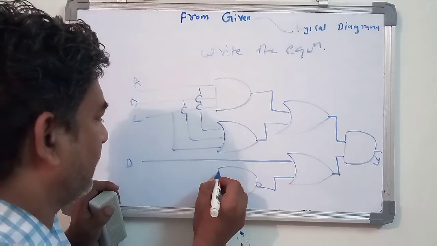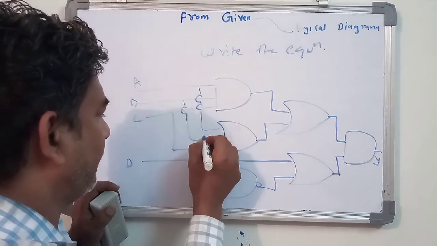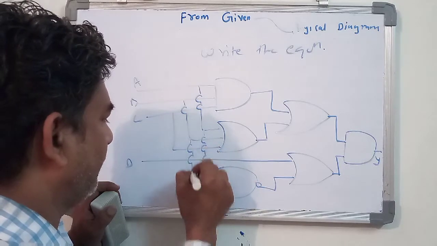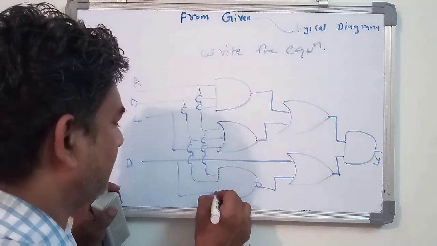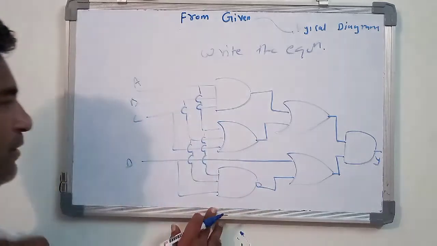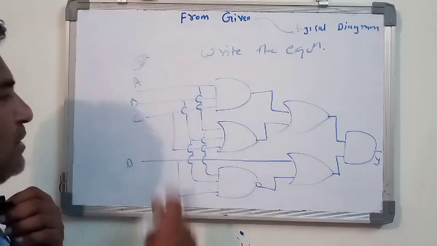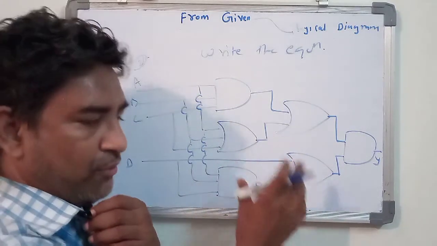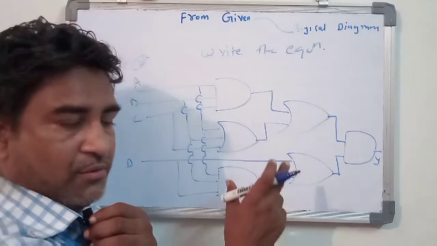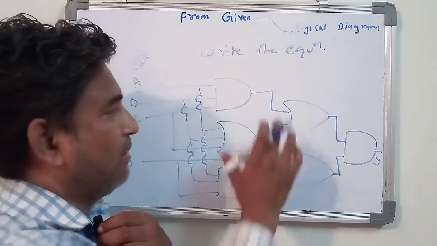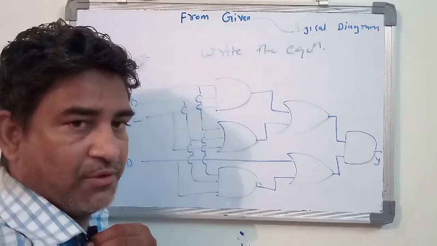You have this one left, A, B, and you just give the input, that is D. Okay, so this is the given question, second number question. From this logical diagram, you are told to write the logical equation. Okay, so what is your observation?